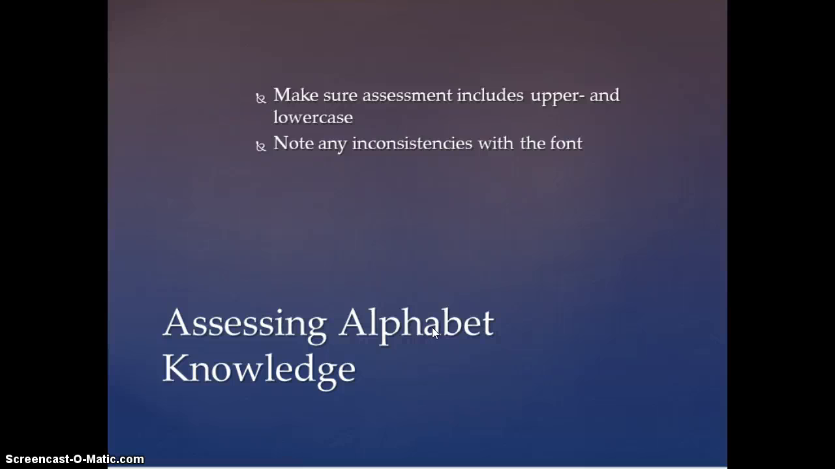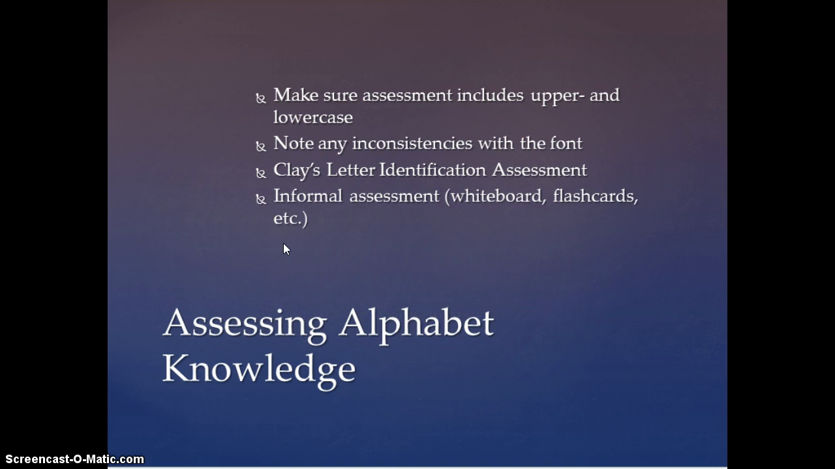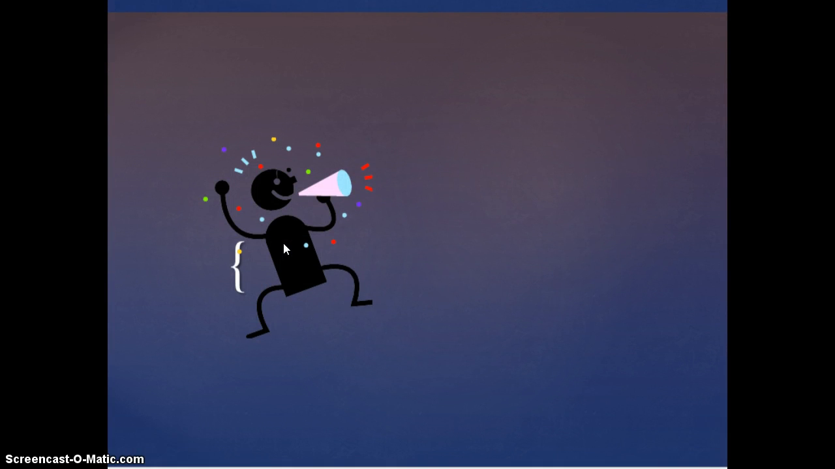Sometimes they get tricked a little too by little hooks at the end of the letters. So just be aware. The G also would be one. So make note of that. Marie Clay's letter identification assessment is a good one to use. Or you could do an informal assessment. You can use flashcards, do something on the whiteboard. And then there's part of this with the core phonics survey, which is something you will be giving next week.